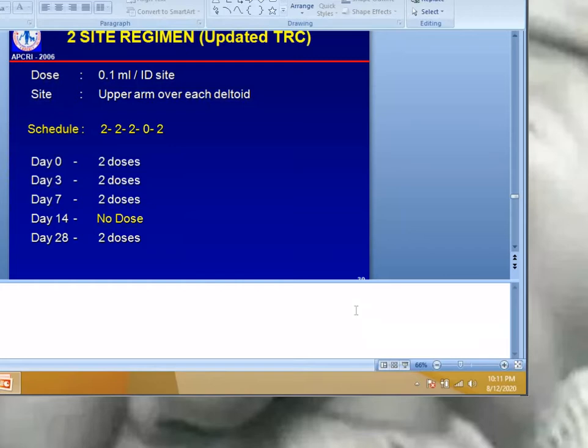The schedule is 2-2-2-0-2. Actually, the schedule is day 0, 3, 7, 14, 28. On the first day you give 2 doses, and on the third day you give 2 doses of 0.1 ml intradermally. On the seventh day, you give 2 doses. On the 14th day, no injection, and on the 28th day, 2 doses. That is why we call it 2-2-2-0-2. That means on the 14th day an injection is not necessary in the intradermal route. Whereas for the normal 1 ml injection, you have to give it on 0, 3, 7, 14, 28 days. That is a 5-day treatment.